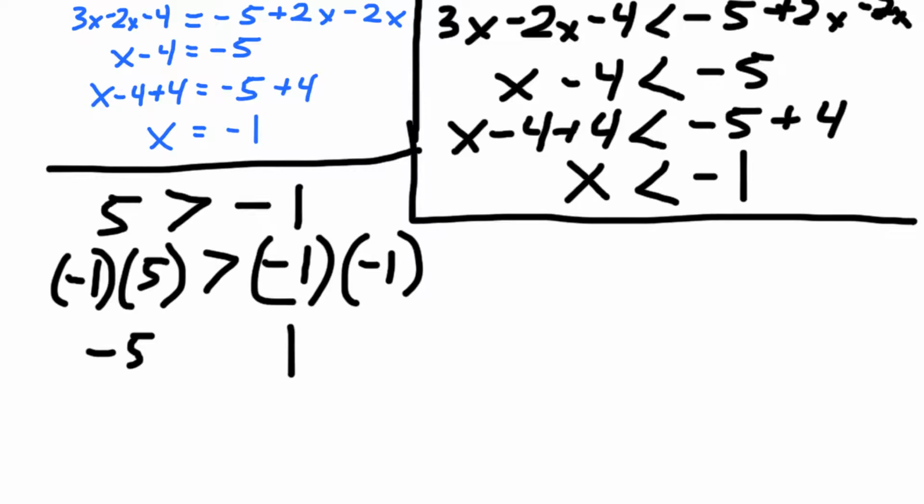So whenever we multiply or divide by a negative number in an inequality, we've got to change the direction of the sign. So notice, the sign is switched when we multiply or divide by a negative number. Now I'm going to demonstrate that with the equations we already did.